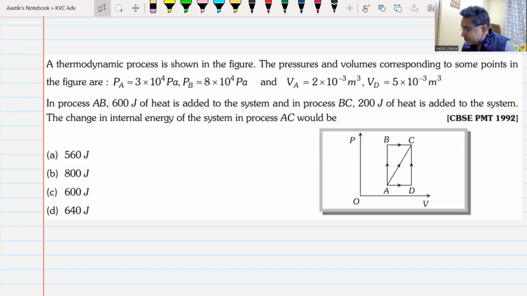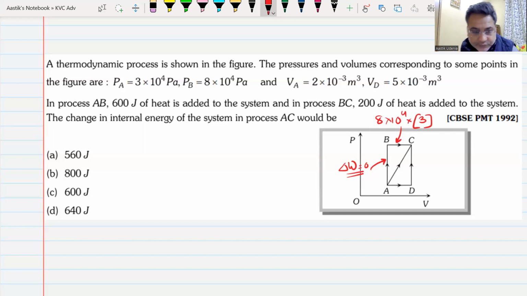So, how do we do this? Now, go process by process. What is this process? A to B. Isochoric, sir. So the work done in this process is 0. Isobaric work done will be P into V2 minus V1. So this will be 8 into 10 raised to the power 4 multiplied by V2 minus V1, forget about the units, forget about the power. This will be 5 minus 2, that is 3. Yes or no? Yes, sir. 240 it will come probably. Minus 3, sir.